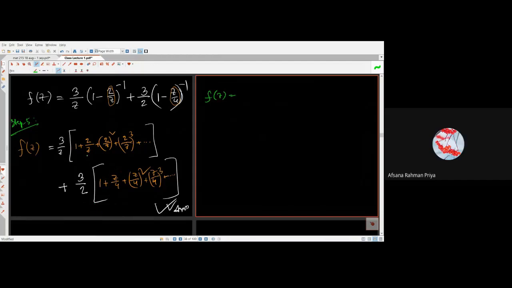Sir, both are negative power series. No. You can see it is z squared, z power 1, z power 2, z power 3. These are positive powers. You will understand now. 3 by z can also be written as 3 z inverse, right?